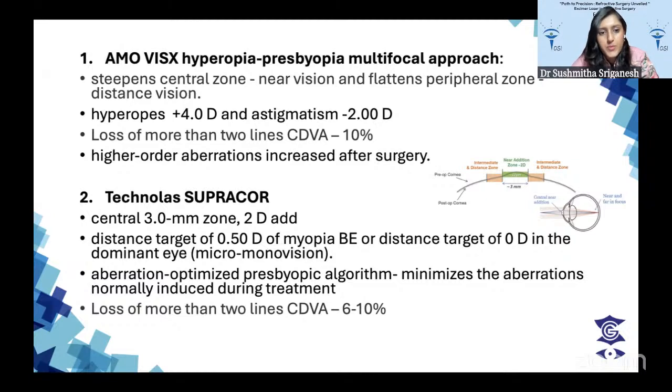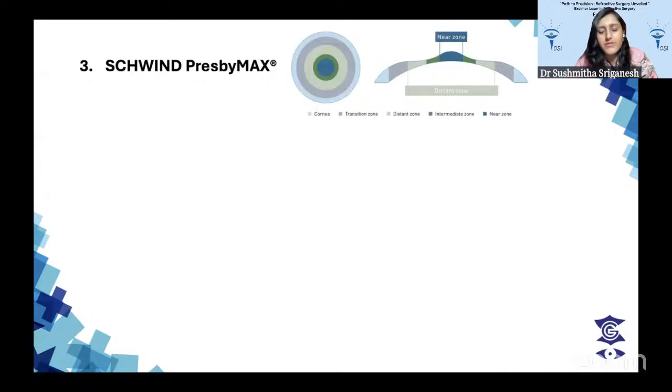So the special thing about Supracor is an aberration-optimized presbyopic algorithm. Basically, this minimizes the aberrations that are normally induced during the treatment. There are various studies which show a loss of more than 2 lines of CDVA ranging from 6 to 10% of the patients. Then there is the Presbymax by Schwind.